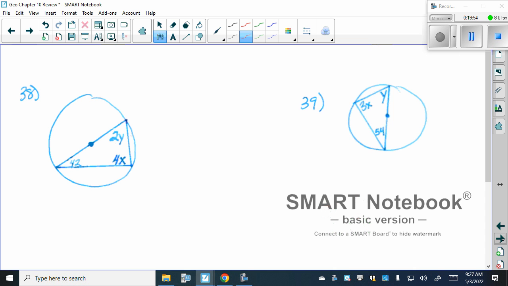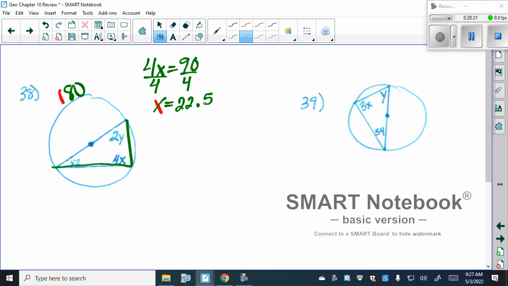Well, 4x is an inscribed angle, yes? And it's connected to the diameter. So this arc is what? 4x is half of, what is half of 180? So we're saying 4x is equal to 90, divide by 4, divide by 4, and x is 22.5, yes?